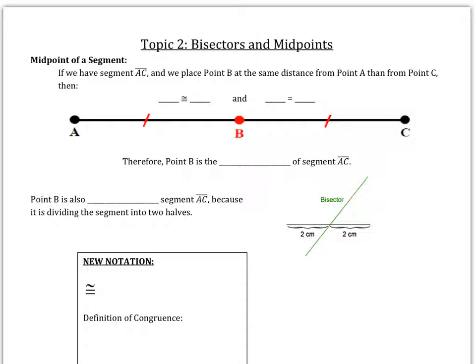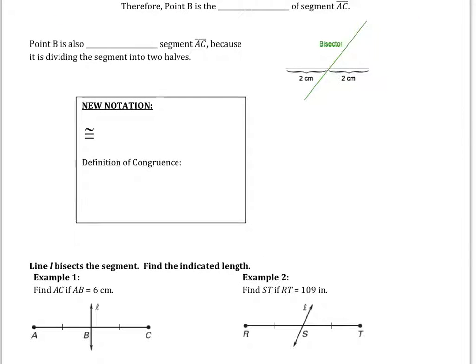All right, topic 2, bisectors and midpoints. So I'm actually going to jump for a second, I know this is a little weird, down to this box with new notation, kind of in the middle of the page. So if you can go to this box right here, this is what we're going to fill in right now. So we have this symbol, an equal sign with a squiggle on top. This symbol means congruent.